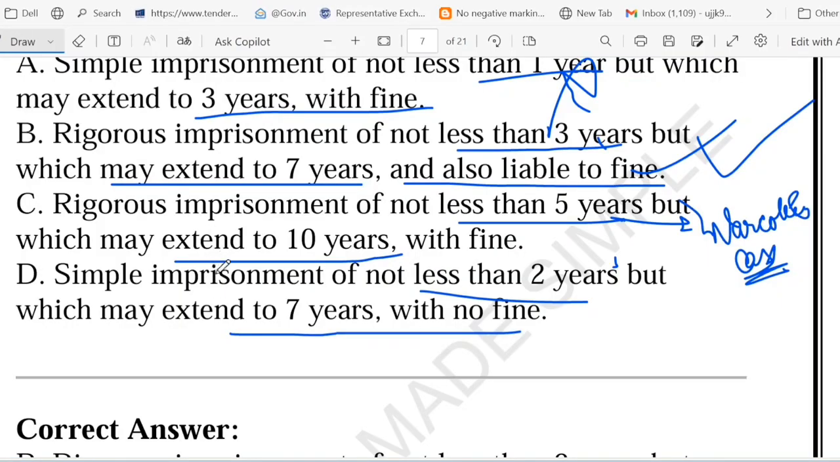And option D says simple imprisonment of not less than 2 years, which may extend to 7 years with no fine. Again wrong, because the imprisonment is rigorous, not simple. And the fine is definitely applicable under PMLA.